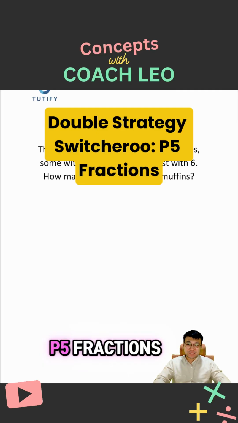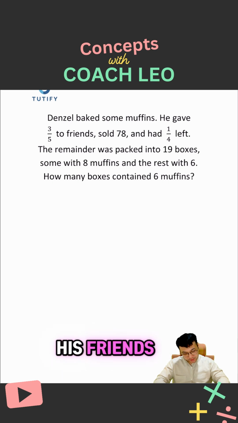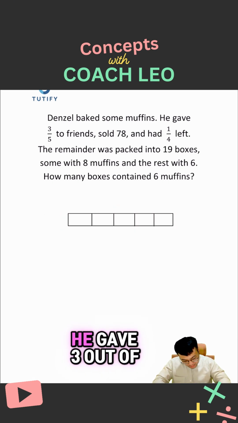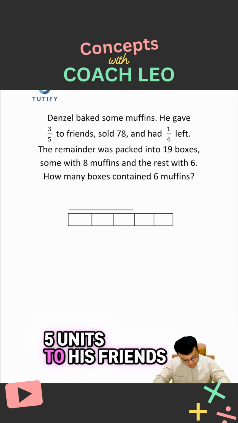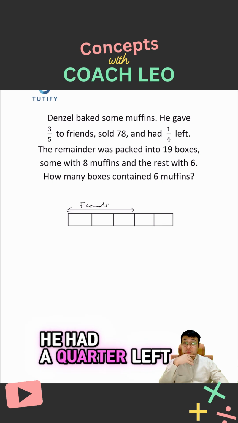Wait till you see what this P5 fractions question turns into. Denzel has some muffins. He gave 3/5 to his friends. So let's draw a model with 5 units, and we'll say that he gave 3 out of 5 units to his friends. After selling 78, he had a quarter left.